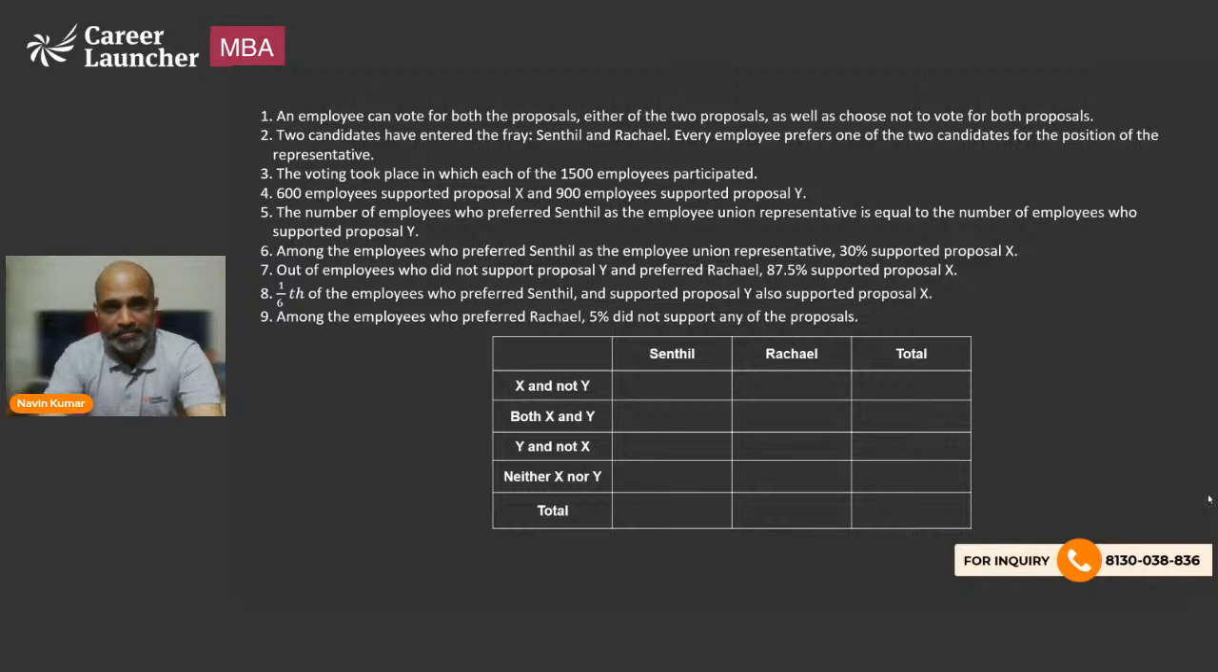Shall we? करें शुरू? चलो. An employee can vote for both the proposals, either of the two proposals, as well as choose not to vote for both proposals. For example, in this table, let's understand which cells or which combination of cells represent what. Forget about Senthil and Rachel.